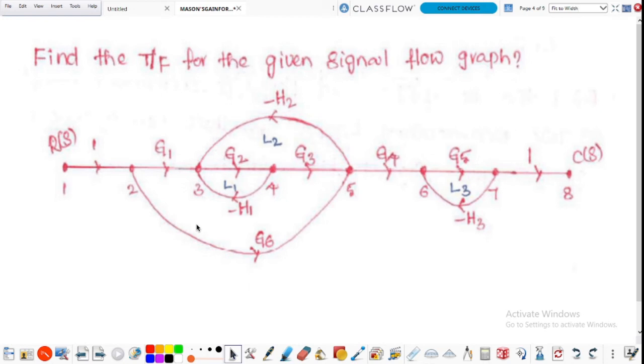Hi everyone. In this video, we are going to discuss an example of a signal flow graph.